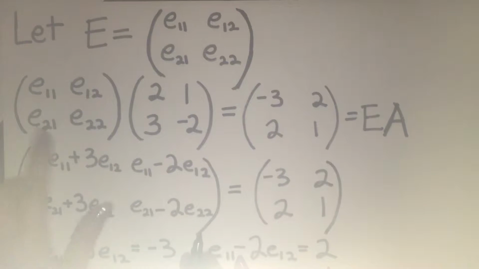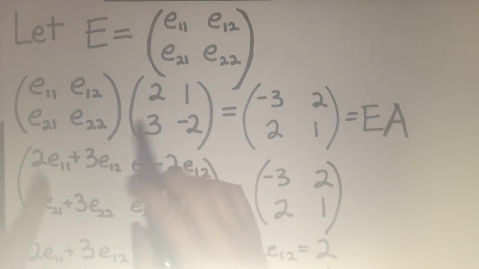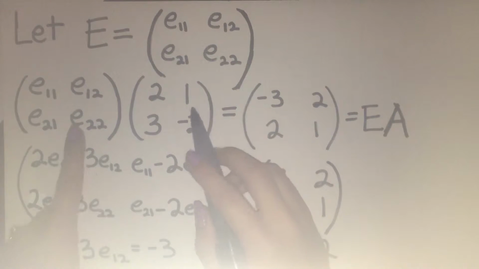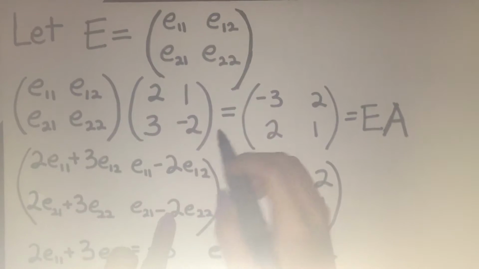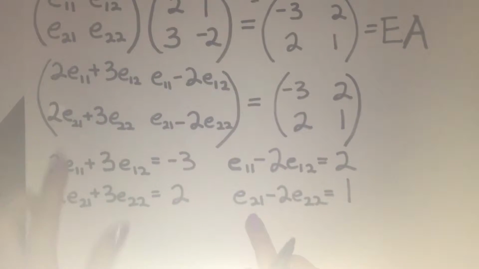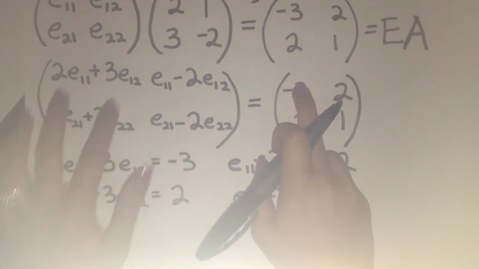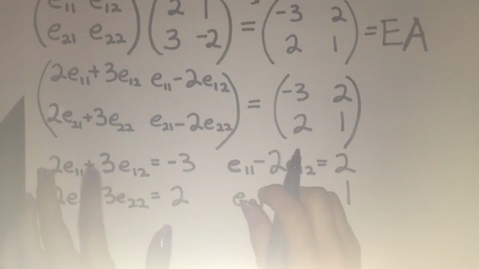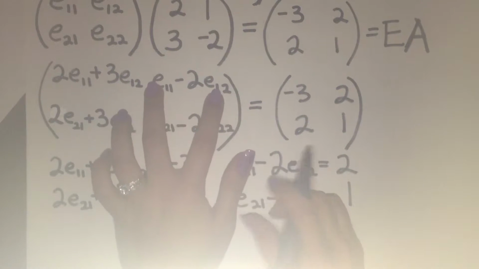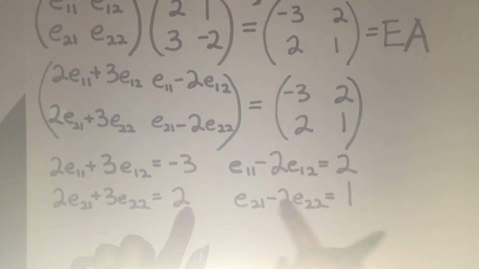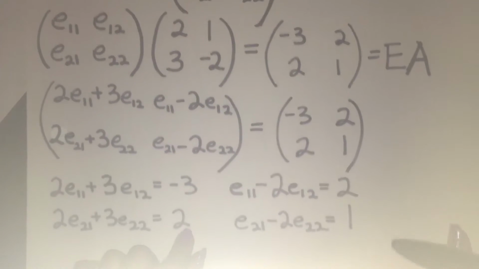So here we have e to 1 times 2 plus e to 2 times 3, and then we have e to 1 times 1 plus e to 2 times negative 2, which would be minus e to 2, which still equals this matrix. So then we can see that this entry is equal to this one. So if we have two e11 plus 3e12 equals negative 3, and the same thing, this entry equals 2, this entry equals 2 also, and then this entry equals 1, as you can see.